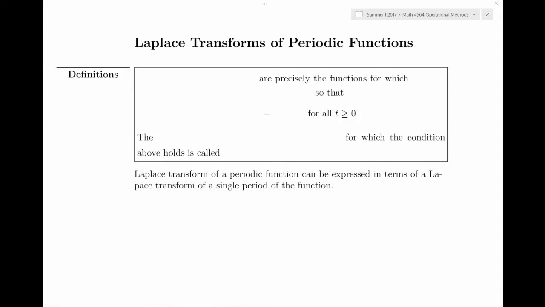Today we're talking about Laplace transforms of periodic functions, and we'll also talk about the concept of a system transfer function. The reason we single out periodic functions as a separate topic is because their Laplace transforms have a very specific form. So let's define the periodic functions first.